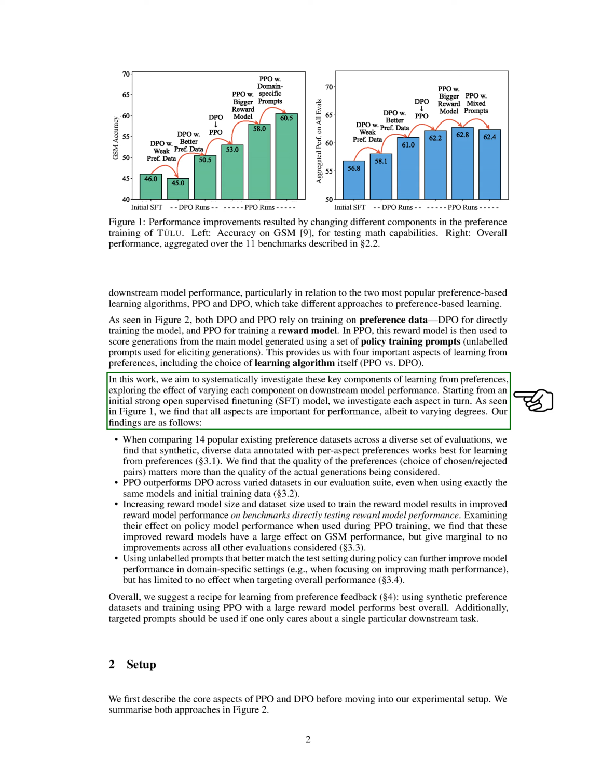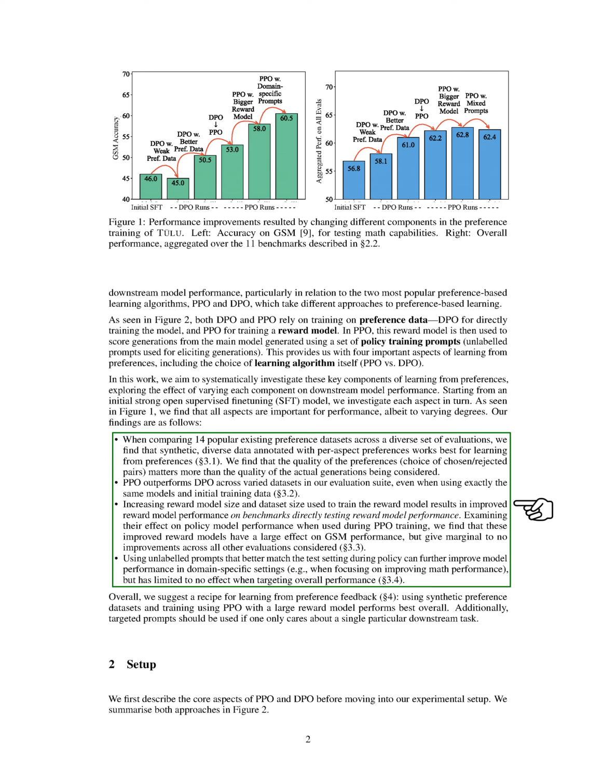We aim to investigate the key components of learning from preferences systematically, starting from a strong initial model and examining the impact of each component on model performance. Our study reveals that the quality of preferences, the choice of learning algorithm, PPO versus DPO, and the size of the reward model and training dataset all play significant roles in model performance. We find that using synthetic diverse data with per-aspect preferences yields the best results for preference-based learning. Additionally, we observe that PPO generally outperforms DPO across various datasets.